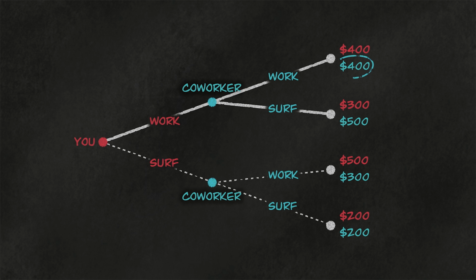Accordingly, your coworker is deciding between a payoff of $400 if she also works, or $500 if she surfs. So in this case, she will decide to surf because she receives $100 more net benefits. Given her decision, your payoff will be $300. Similarly, suppose your coworker is making a decision at the node where you have decided to surf. Using the same thought process, you can see that in this case, she'll decide to work. In both cases, she makes the decision where she cannot be better off by changing her mind.